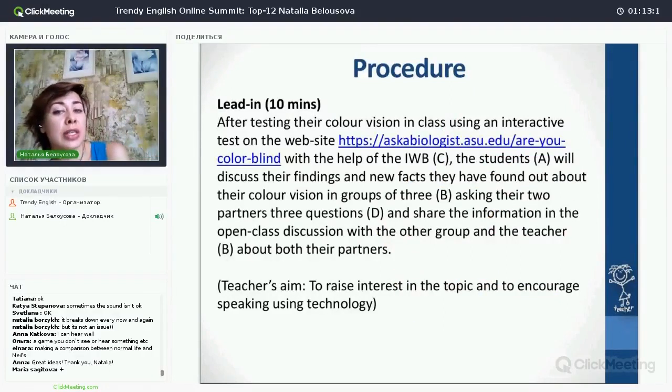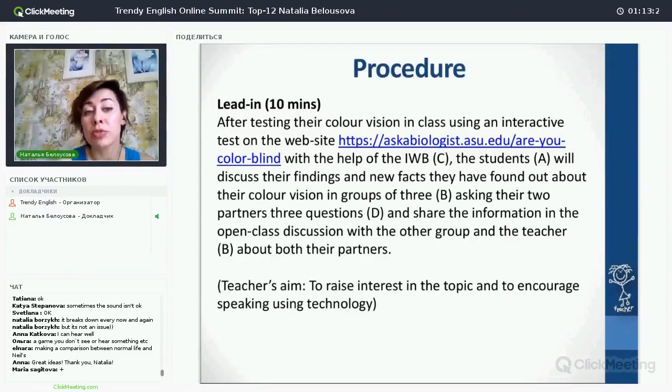And here you can see my objective, yeah? So discuss their findings and new facts, something they found out about their color vision, maybe compare their findings and see if their color vision is the same or different. This is already a real life element, and again, an opportunity for the students to discover something about themselves and also to communicate and so on and so forth.